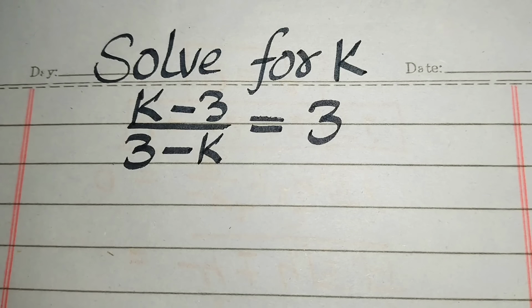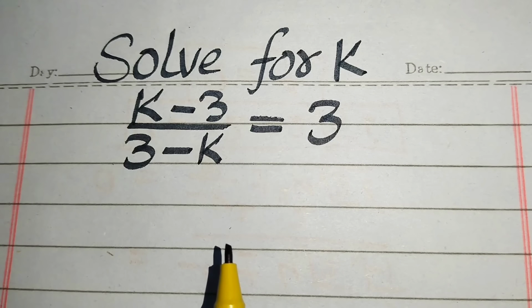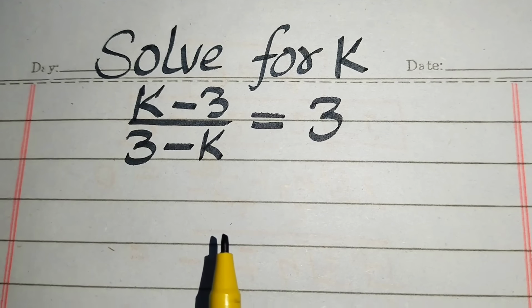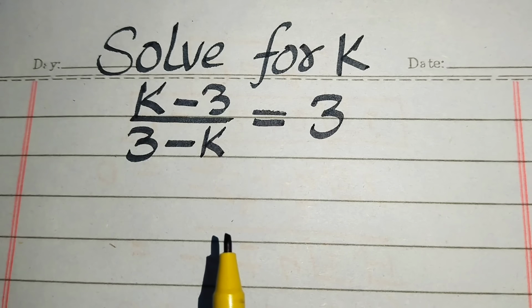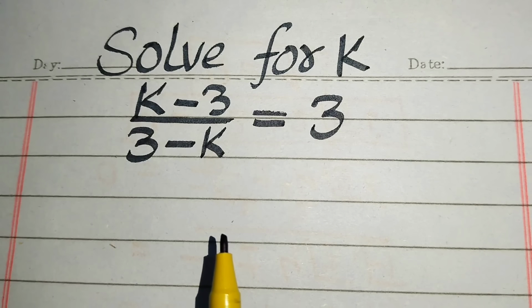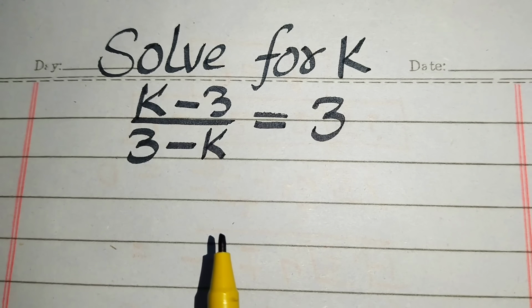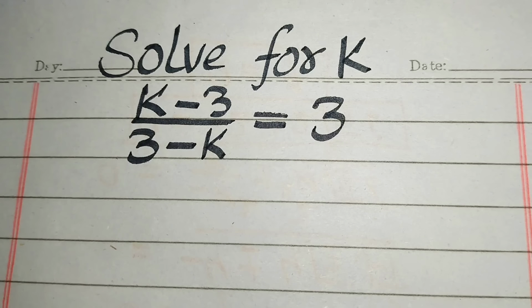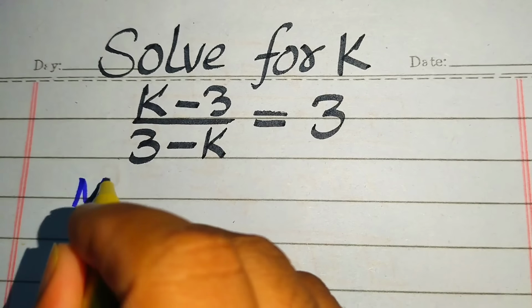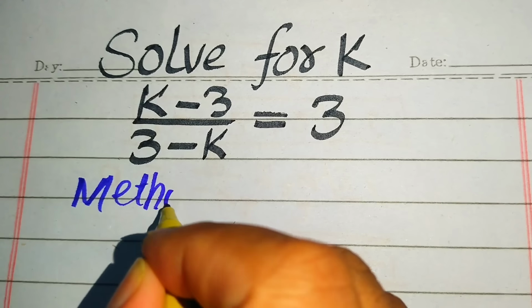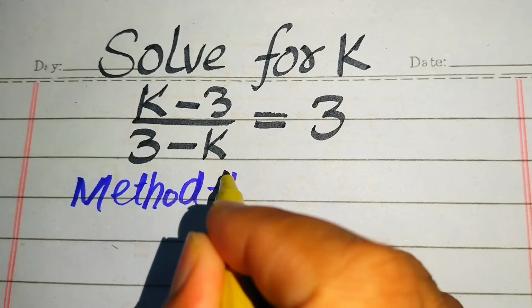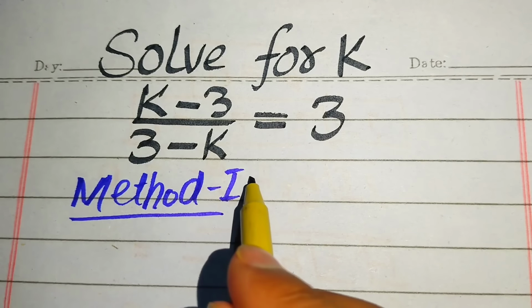So here we have (k − 3) divided by (3 − k) equals 3, and we solve this problem for all the values of k. First we need to find all the values of k, and at the last we will verify which of the values of k are solutions and which are extraneous roots. Further, we solve this problem by two methods. I hope you like both of these methods. Now we move towards the solution from the first method.